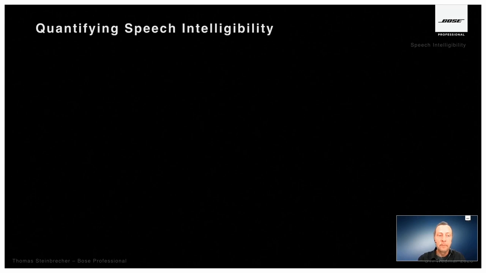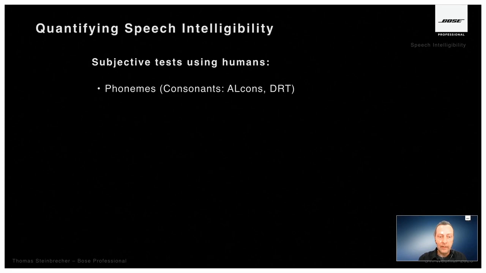If we want to quantify speech intelligibility, we can do that by doing subjective tests using human listeners. There's a variety of methods that do not necessarily have to do with sound systems. Speech intelligibility is important in many aspects of human life, so a lot of researchers are dealing with this from completely different perspectives. One thing is to evaluate so-called phonemes. Phonemes are the parts of which speech is made up. Typically those are consonants and vowels. Vowels are A, O, U, I, A. They don't contain much information, but a consonant, which is like a hard-sounding word component, does contain information and transmits it to the listener.